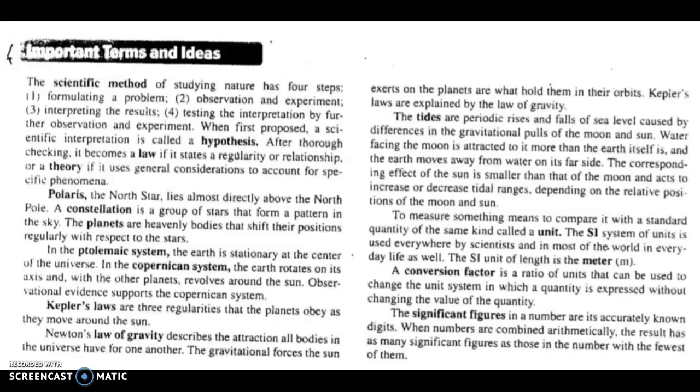What is a constellation? It is a group of stars that form a pattern in the sky. And you will find that of the stars that form this pattern, some are near, some are extremely far, but relatively speaking, when you see them in the sky at night, they have a regularity that we call a constellation. The planets are heavenly bodies that shift their position regularly with respect to the stars.